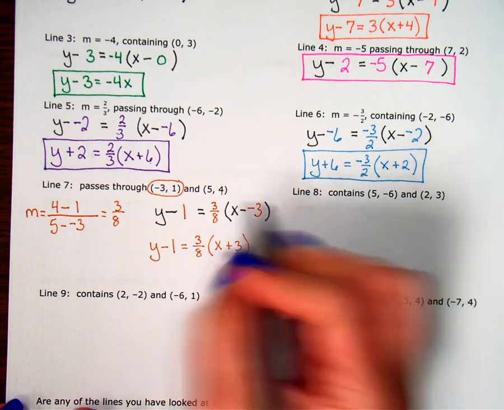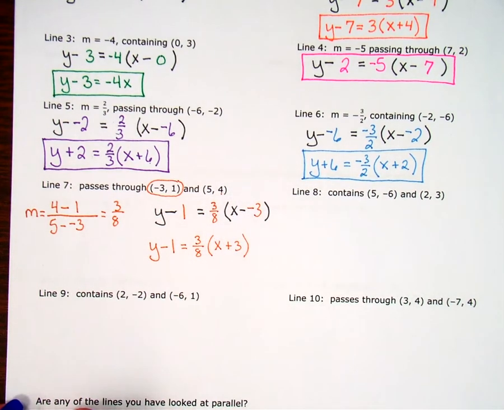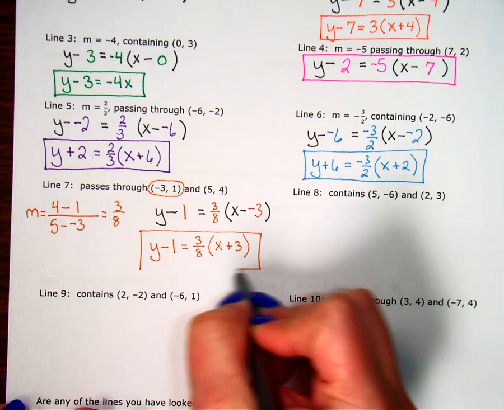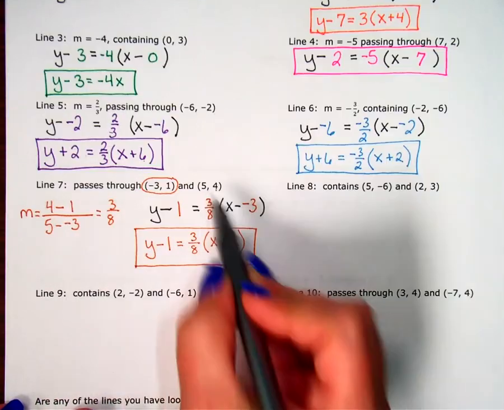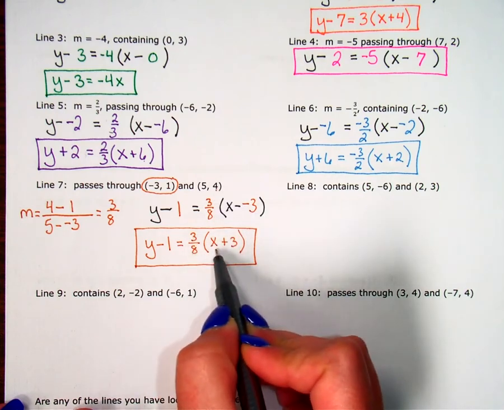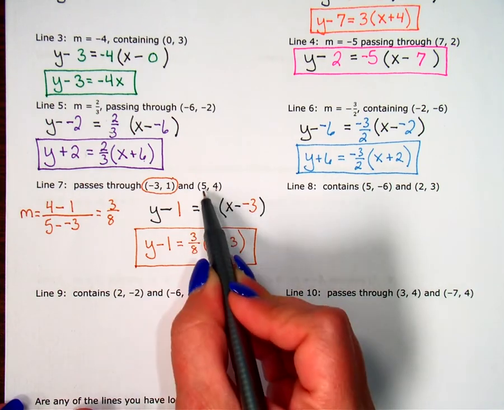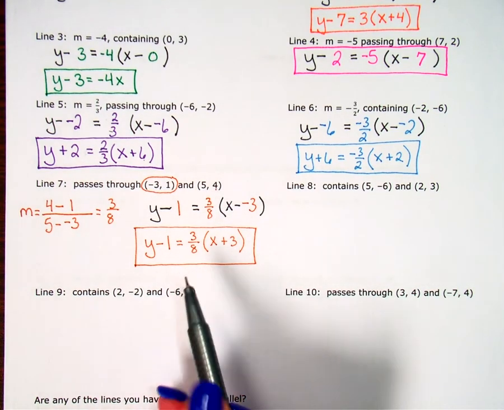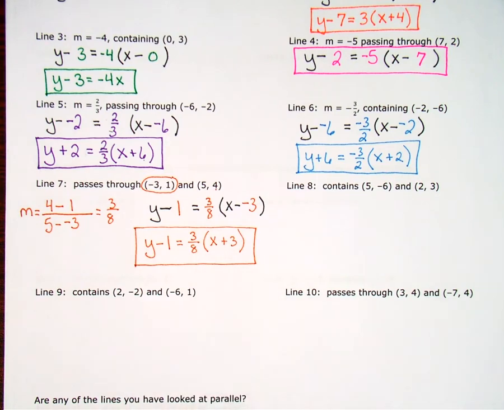Okay, if I had chosen the second point, I wouldn't have to rewrite it. The two equations would look a little bit different because this one would be y minus 4 equals 3/8 times x minus 5. But the two equations, if you had a graphing calculator and you solved the equation for y and graphed them, the two equations would graph the exact same line. Okay? Let's look at the next one, number 8.